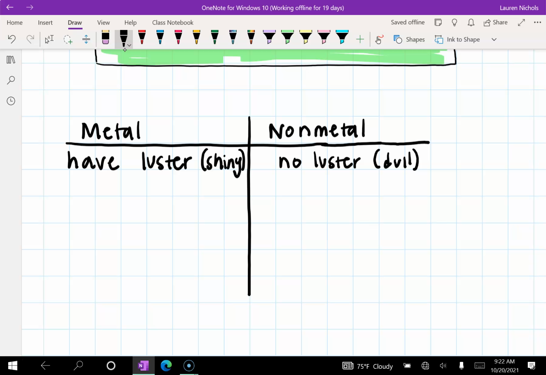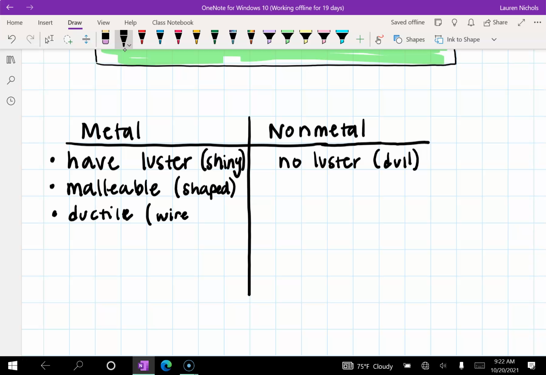Metals are also malleable. Malleable means that it can be shaped into flat pieces. You can hammer it. They are also ductile, meaning that they can be pulled into wires. However, if you were to attempt that with nonmetals, you would find out that nonmetals are brittle, meaning that they break easily if they're in their solid form.